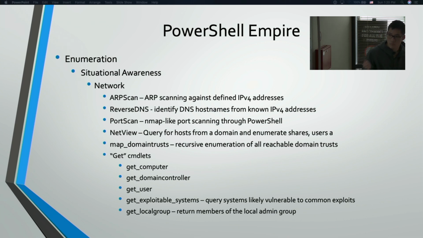Get exploitable systems is interesting. This is an automated scripted get function where it will query those systems for known vulnerabilities based off the patch version. So some of you may have heard of the Eternal Blue Windows 10 exploits. That's one of the ones that it will be able to identify fairly quickly. And then lastly, get local group. Of course, is there anywhere in the local admin group you'd be able to try and manipulate, exploit this environment?